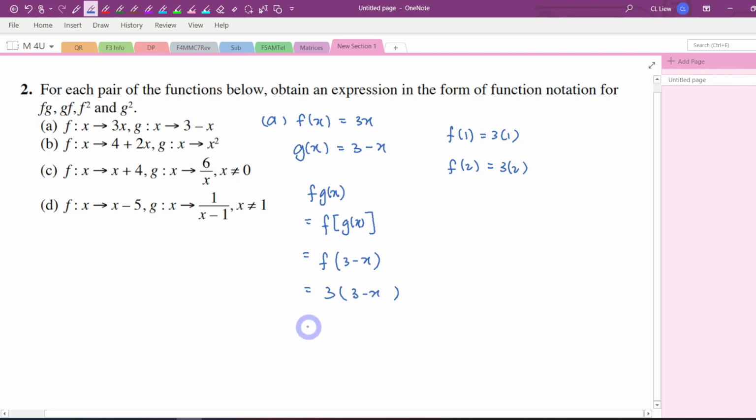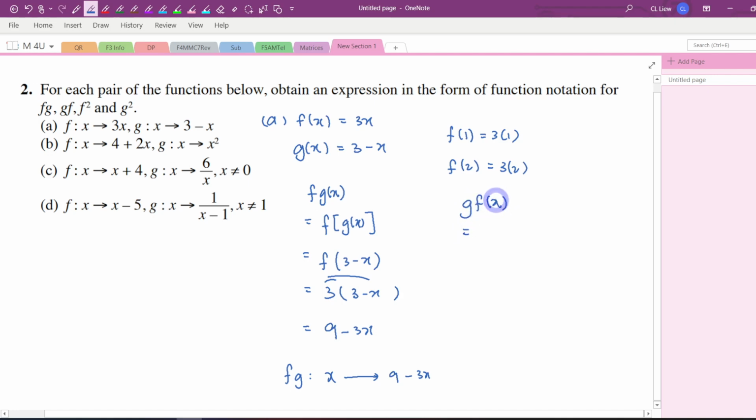Okay, now just do some expansion. 3 times 3, you get 9. 3 times negative x, negative 3x. Okay, so f of g maps x to 9 minus 3x. This is the composite function that we are looking for. Now, let's go to the second part. Find the composite function of g of f of x.